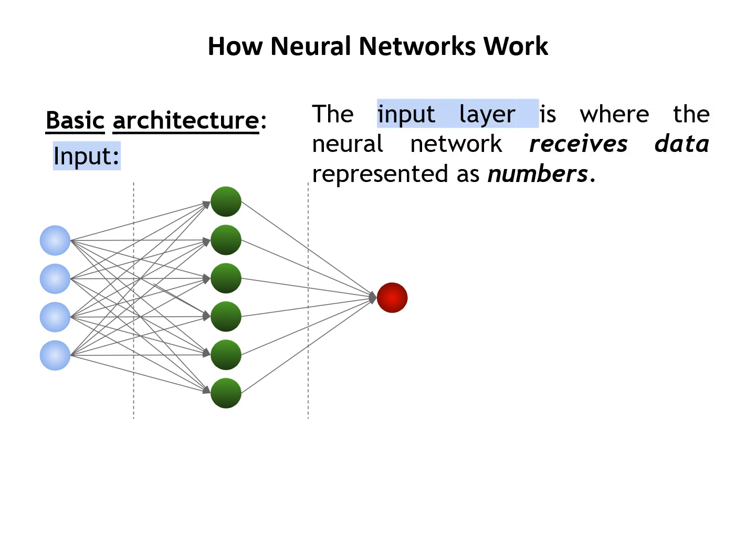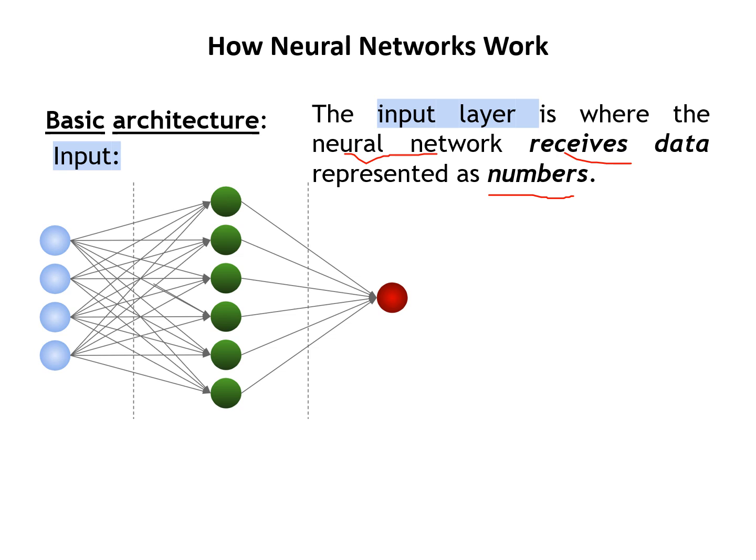The input layer is where the neural network receives the data, and this data should be represented as numbers. So you can have the image of a cat and you can use pixel brightness. You can have sounds, and that sound can be represented as a number, as the amplitude or the frequency of the sound. So you can turn everything into a number.